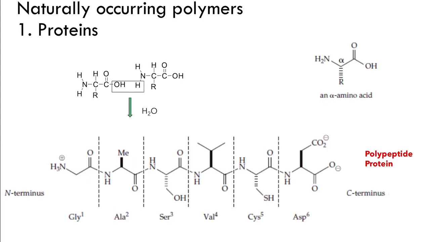Naturally occurring polymers, we have the protein first. Proteins are formed of polypeptide chains, and they are condensation polymers between amino acids, where a peptide bond is formed and then a water molecule is removed. We have different amino acids which are joined together to form the polypeptide chain, which is a type of condensation polymer. This is a naturally occurring polymer.